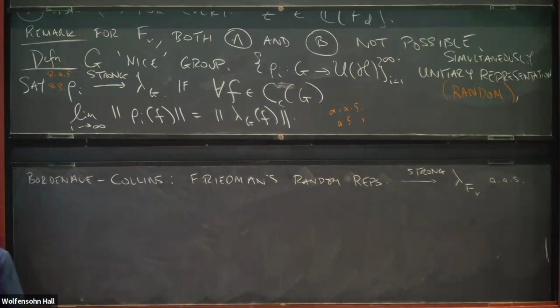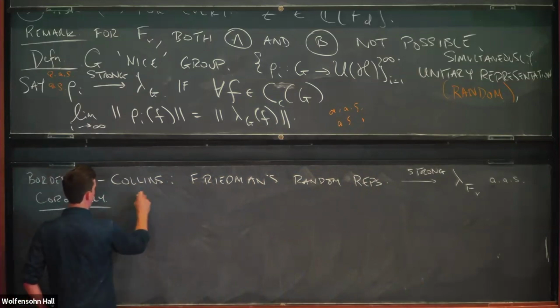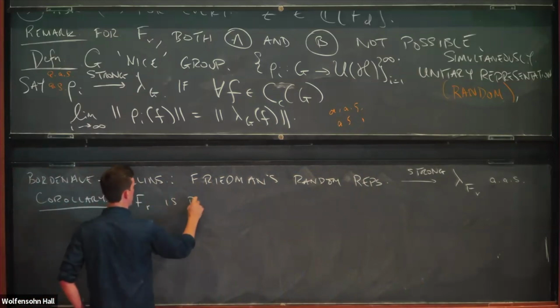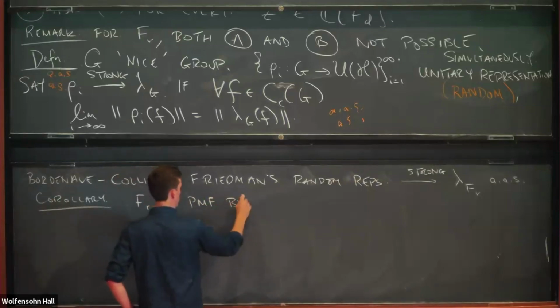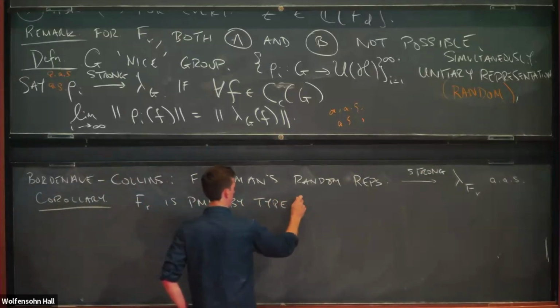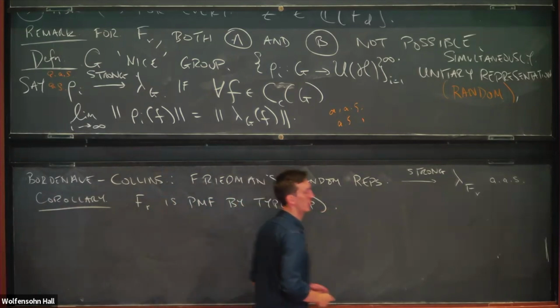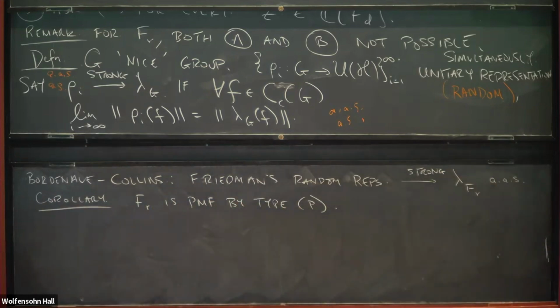Okay, and the corollary of this is that F_r is PMF by type P. So again, it's a random matrix result, but it's random permutations.